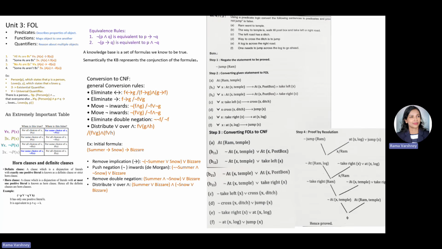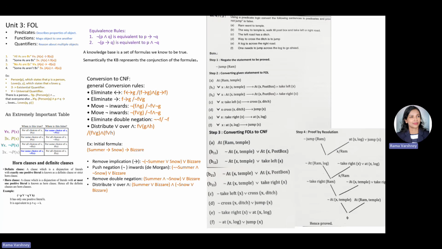These are the basic rules one should definitely know. How to eliminate double implies: double implies can be written as F implies G and G implies F. Eliminate single implies: negation of F or G. This symbol you are seeing is actually an AND symbol, it is coming incorrectly here. I'll update this later. You should also know how to eliminate double negation, and how to distribute or over and.